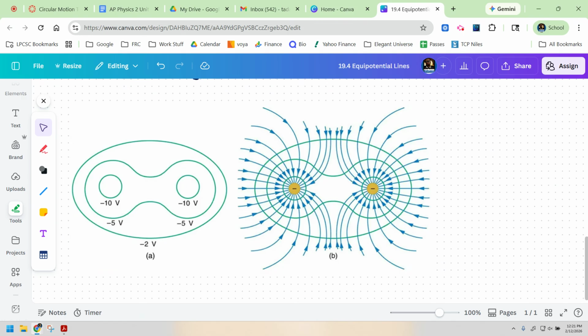But one of the most important cases is the familiar one of parallel conducting plates. Between the plates, the equipotential lines are evenly spaced and parallel. The same field can be maintained by placing the conducting plates at the equipotential lines. And let me give you an example. I'll show you real quick.